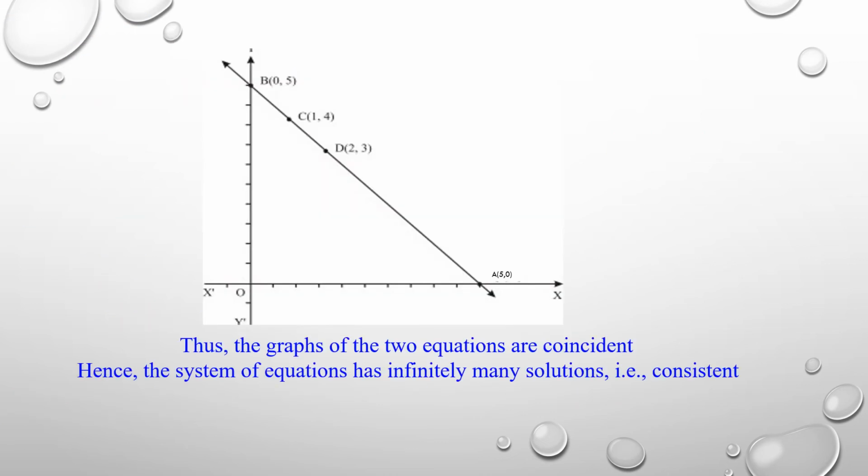So in the last slide, we found that the given pair of linear equations x plus y equal to 5 and 2x plus 2y equal to 10 is consistent. After it, we found the solution table for both equations for plotting their graphs. When we plot their graphs, we see that the two lines are coincident. So on the basis of it, we can say that the given system of equations has infinitely many solutions, and in that case the pair of linear equations is consistent.